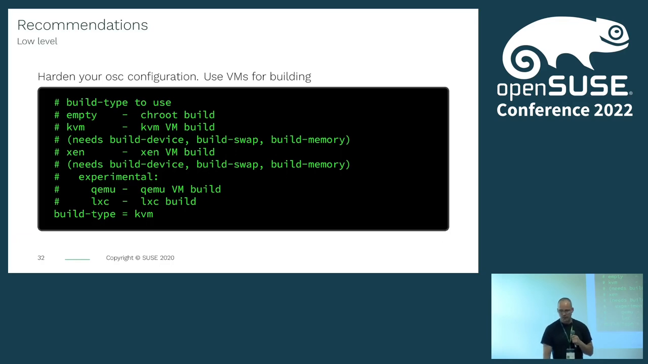So, on low-level recommendations, the first thing you really should do is to switch to KVM building. There are other build types. I did not really try Xen or whatever because I don't have the environment for that, but really move away from these chroot builds and move to KVM builds. On most modern hardware, it should not be too painful from a performance perspective, and this already gives you quite a good boost in security.